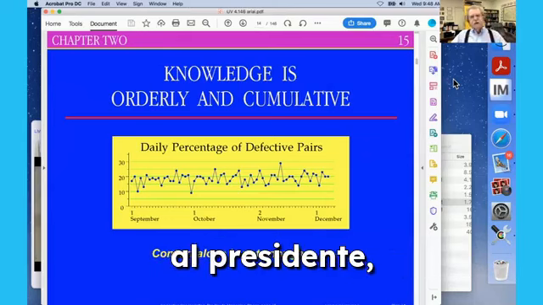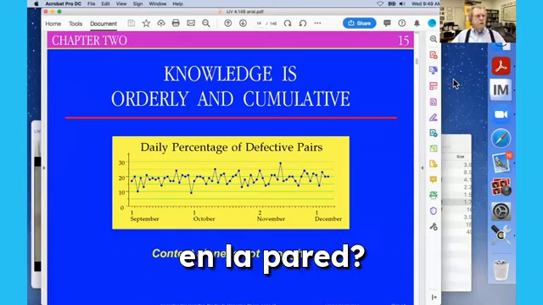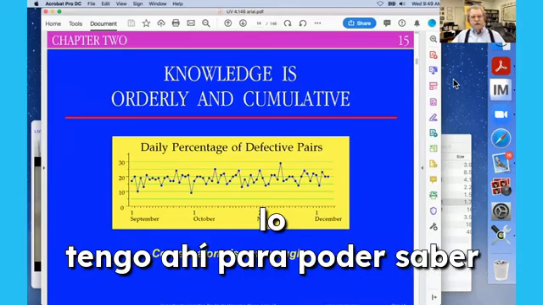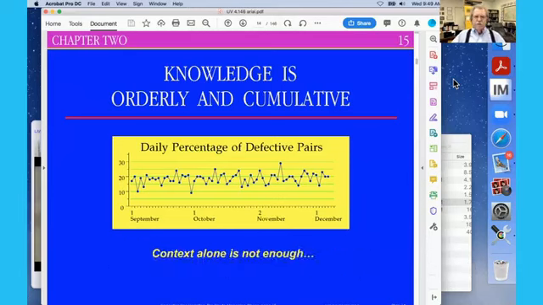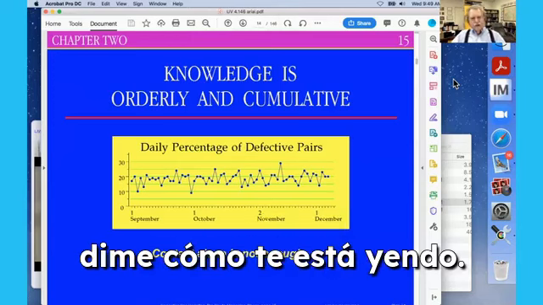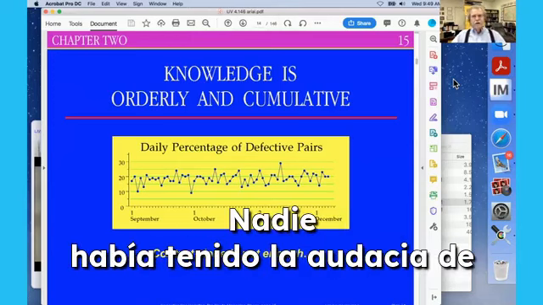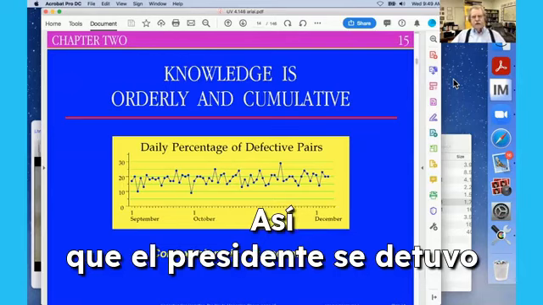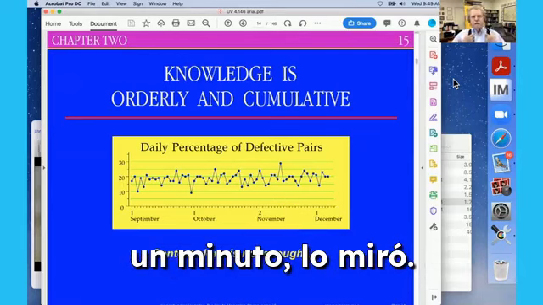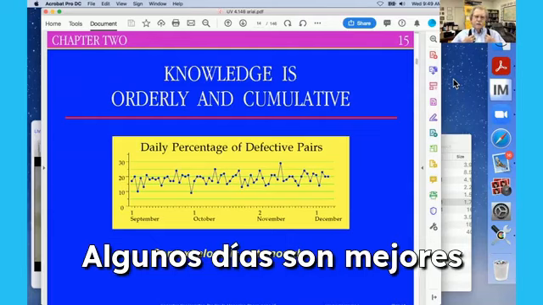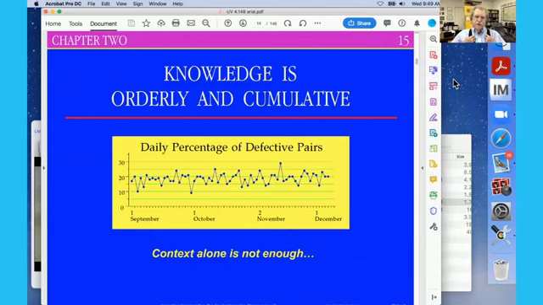So David asked the president, why do you have this graph on the wall? And the president responded, well, I have it up there so I can tell how we're doing. So David shot back, well, tell me how you're doing. No one had had the audacity to ask the president that. So the president kind of stopped for a minute, looked at it. Well, some days are better than others.